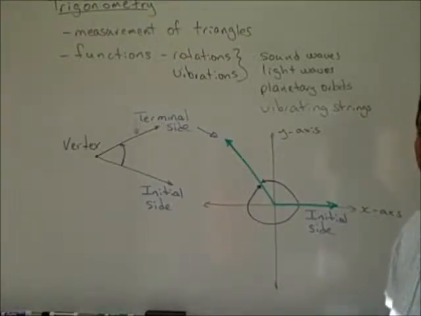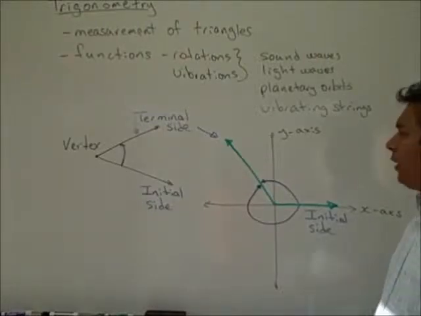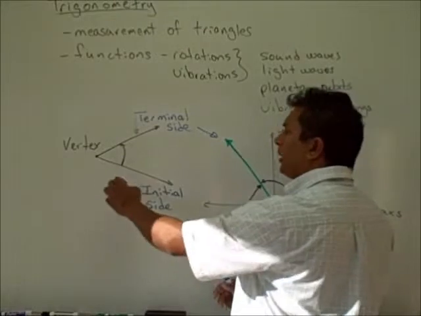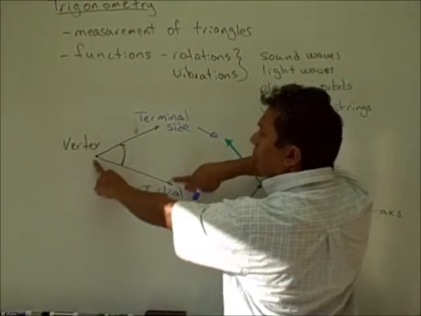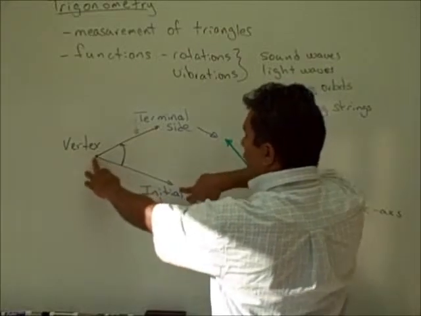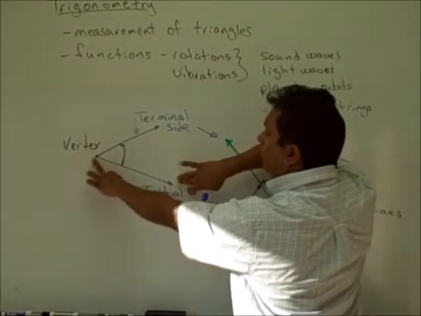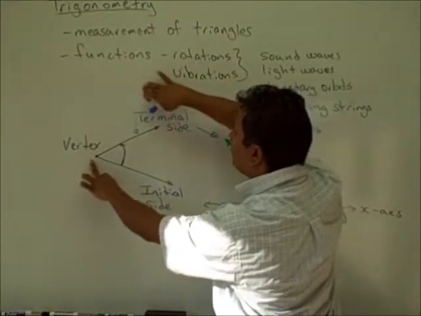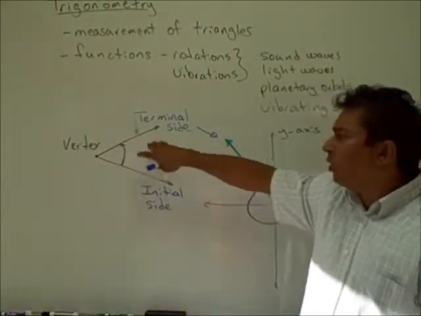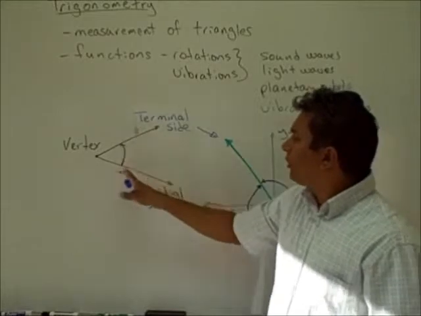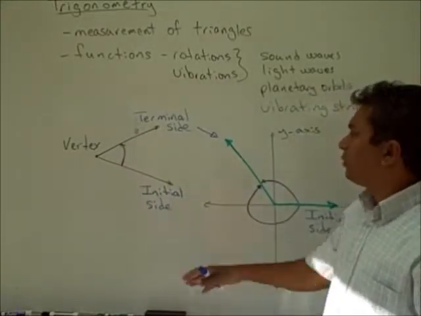The basic foundation of trigonometry is our angle. An angle is formed by taking a ray and rotating it about its endpoint, the vertex. So if we take this ray, which we call the initial side, and rotate it around, where it ends is known as our terminal side, and in between our initial side and our terminal side we have an angle.